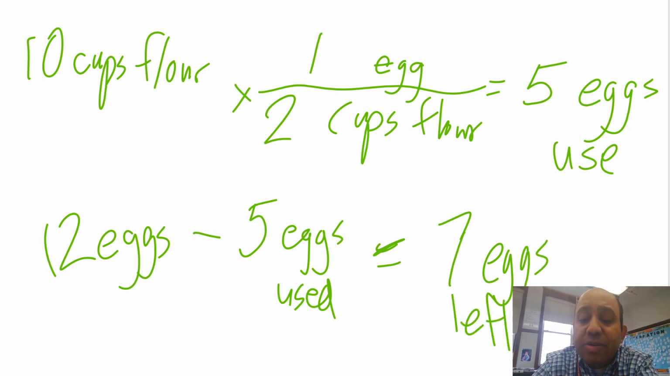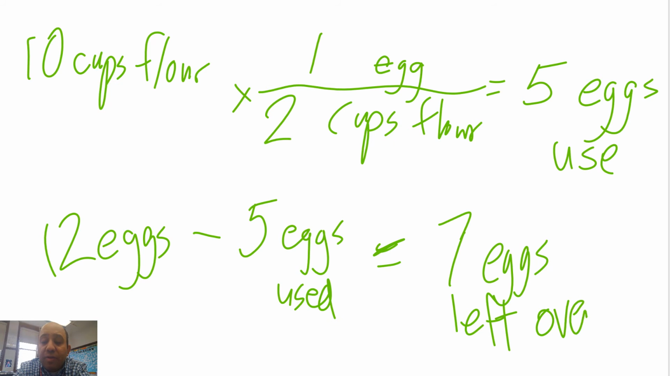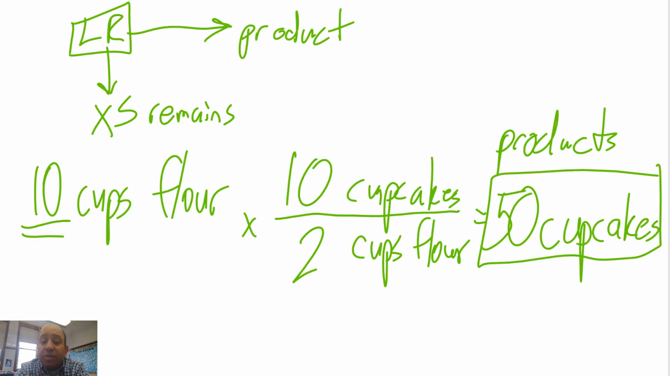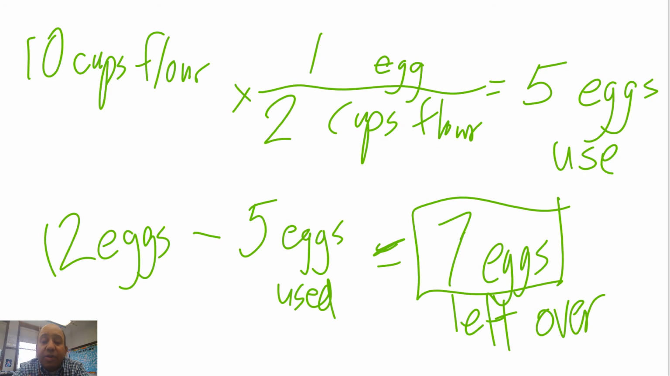And actually, these are the 2 answers that we can get from knowing the limiting reactants. We could actually get another answer. We can do the limiting reactants for the sugar as well, but it's the same calculation. So we can figure out the amount of products produced, 50 cupcakes in this case, and we can figure out how many eggs are left over. We use 5, so we have 7 left over.